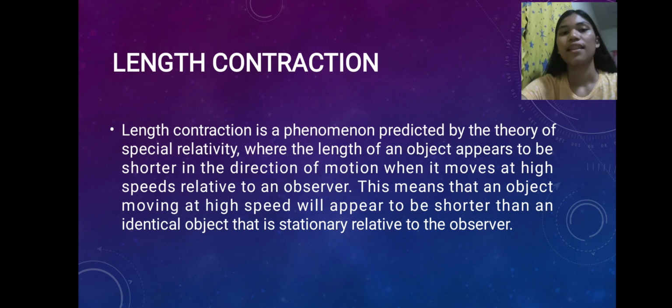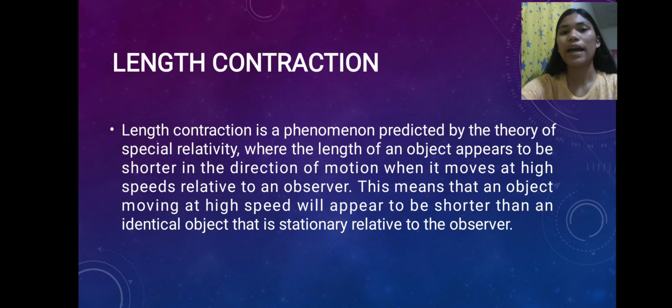So basically, length contraction is a concept in physics that describes how objects can appear shorter when they are moving at very high speeds relative to an observer. So it's all about how the length of an object seems to shrink in the direction it's moving.